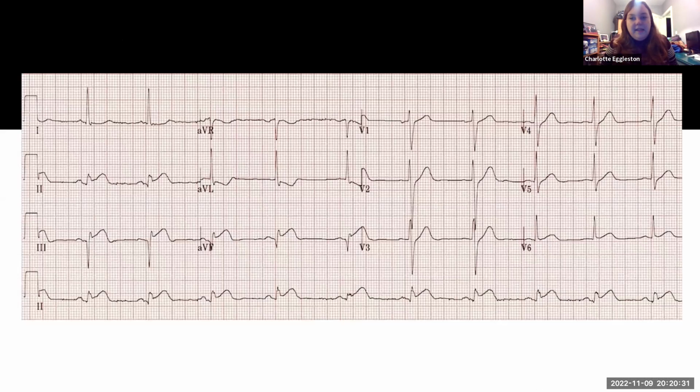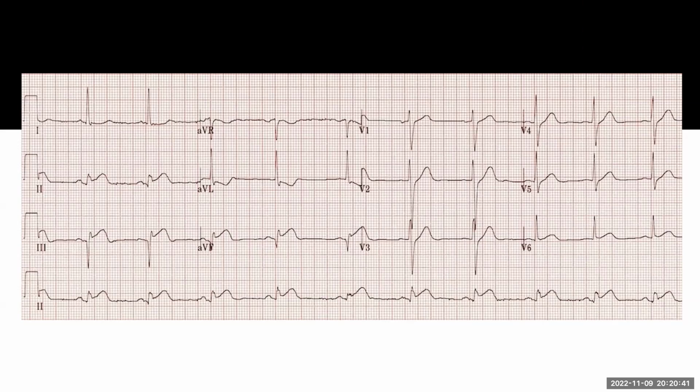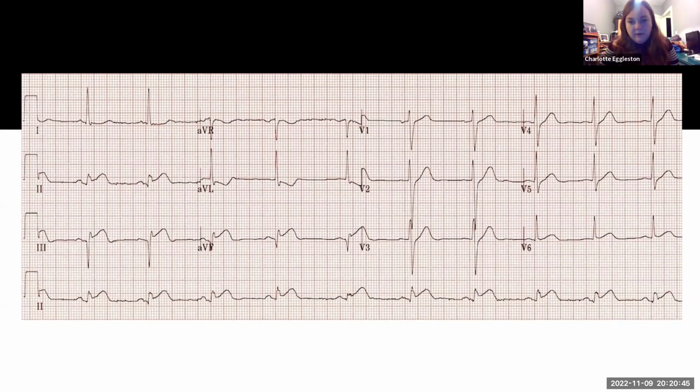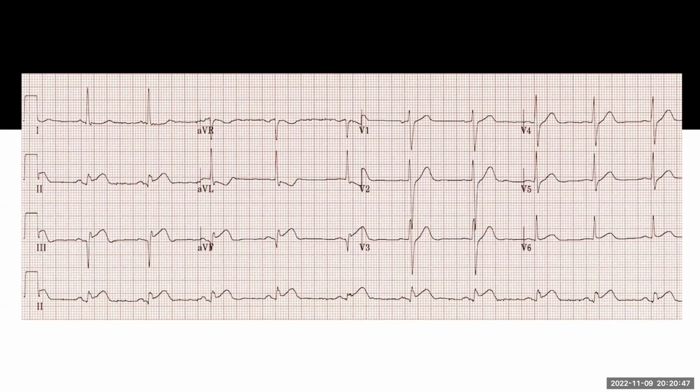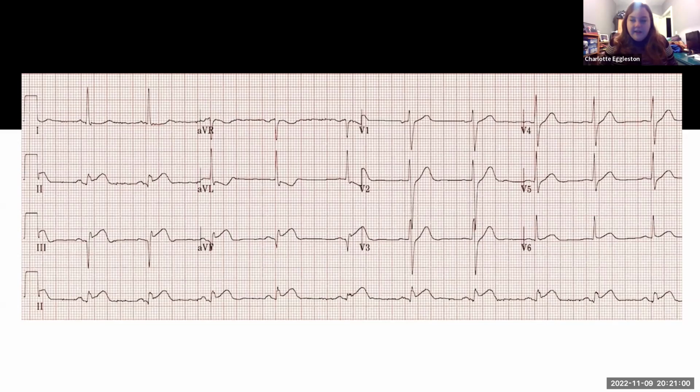So where can anyone see any abnormalities, particularly not ST segment here? This is in lead II, lead III. Yeah. And anywhere else? We do have it in V2 to V3, and we do have it in AVF. Yeah, so definitely, I would agree with you.